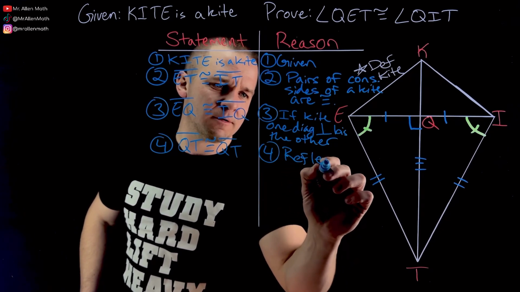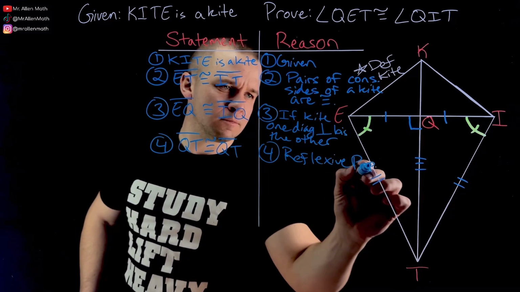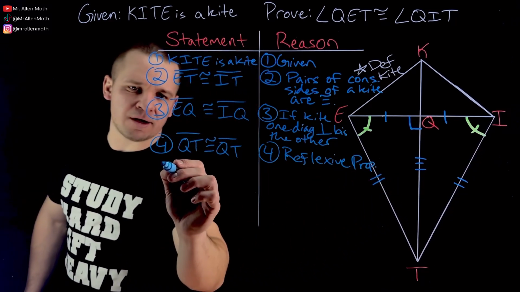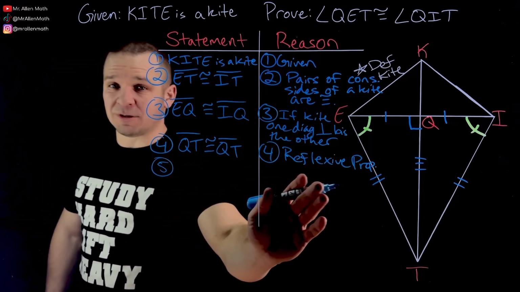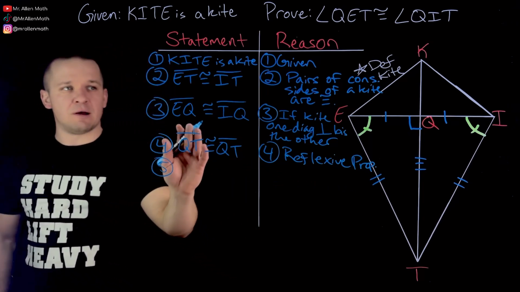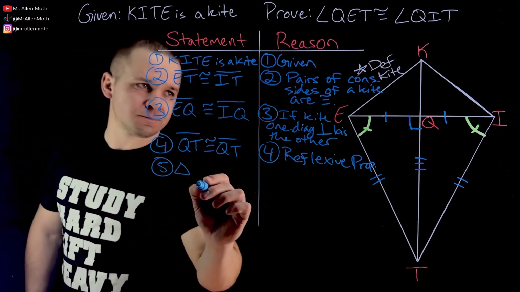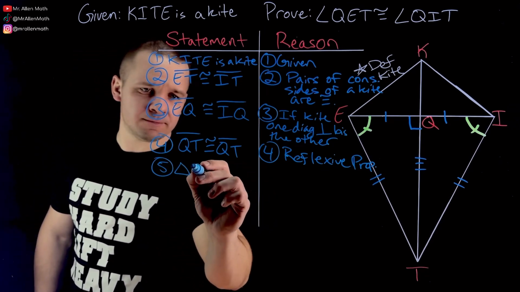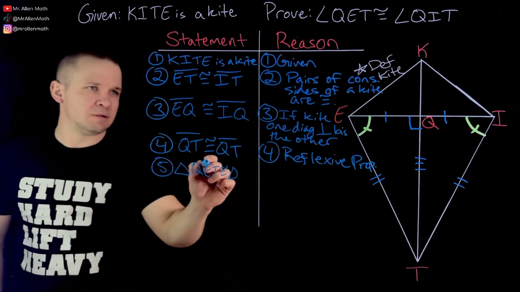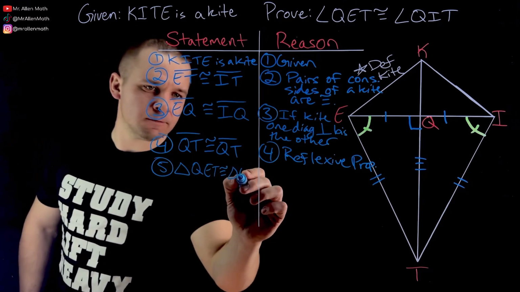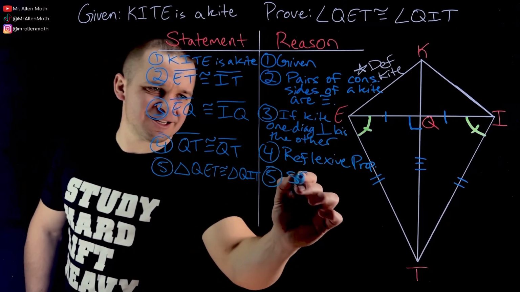Reflexive property. And now I've got my triangles congruent. Okay? So if you want to go the right angle route, we would be using hypotenuse leg right here. But since I went the reflexive property, we're using side, side, side. So triangle QET is congruent to triangle QIT. And that is side, side, side.